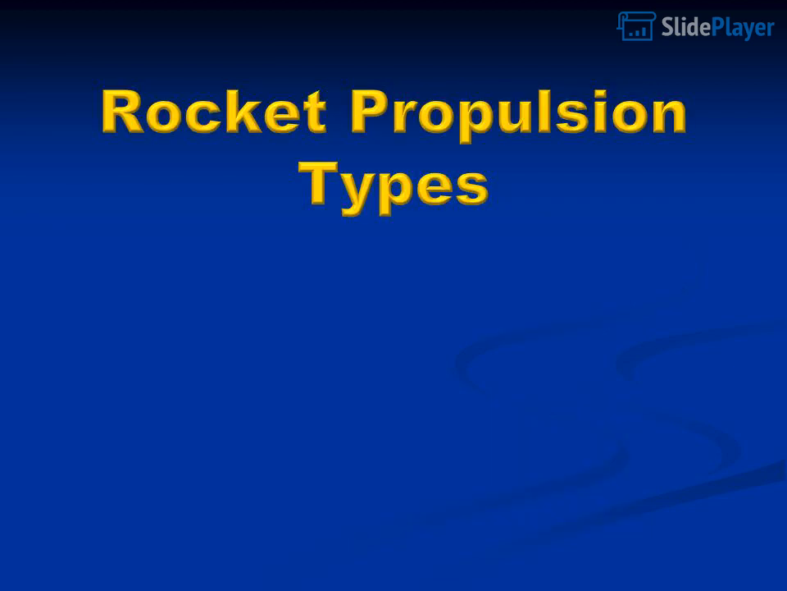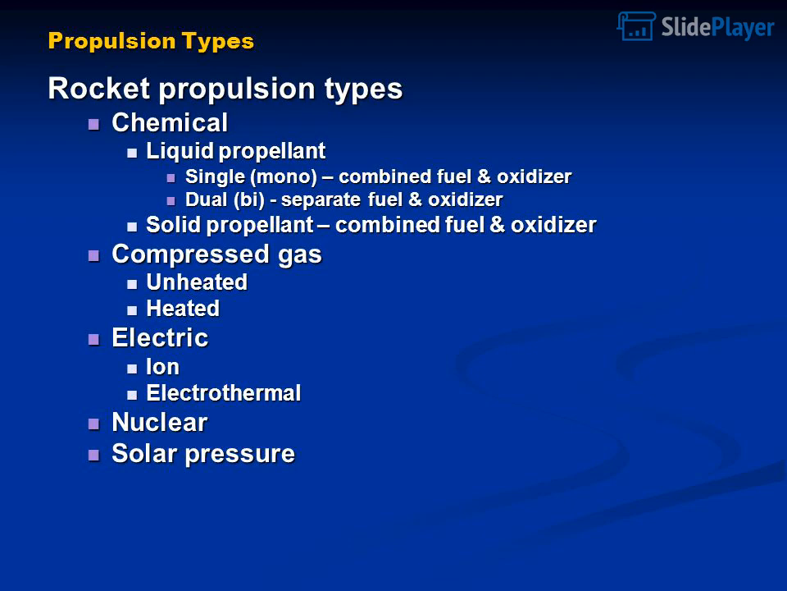Rocket propulsion types. Chemical: liquid propellant, single (mono), combined fuel and oxidizer; dual (bi), separate fuel and oxidizer; solid propellant, combined fuel and oxidizer. Compressed gas: unheated, heated. Electric: ion, electrothermal. Nuclear. Solar pressure.